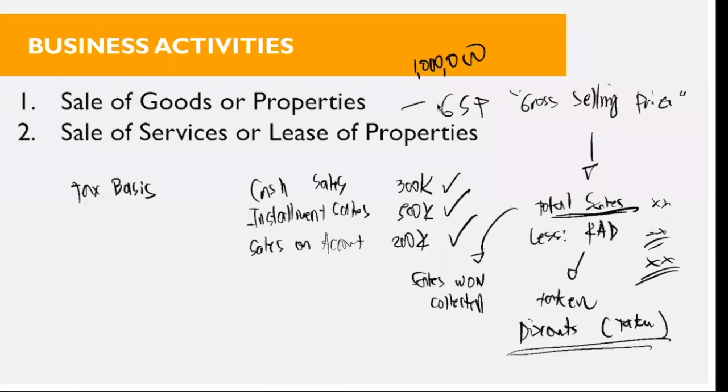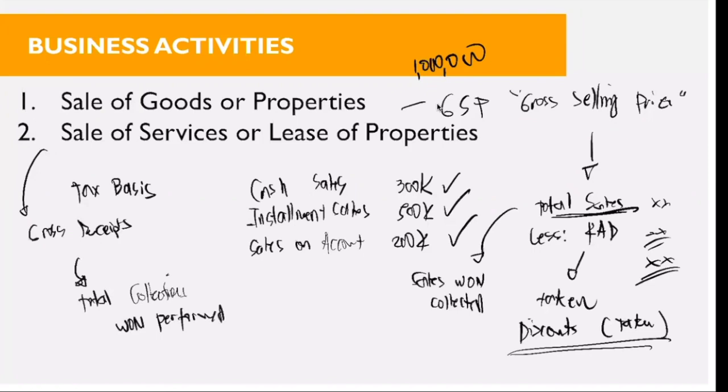How about if you are a seller of services or a lessor of properties? What is our tax basis? Our tax basis is known as your gross receipts. When we talk about your gross receipts, we talk about your total collections, whether or not performed. So in short, even if you have collected and you did not yet give the service, so long as you collected it, it is included in your gross receipts.